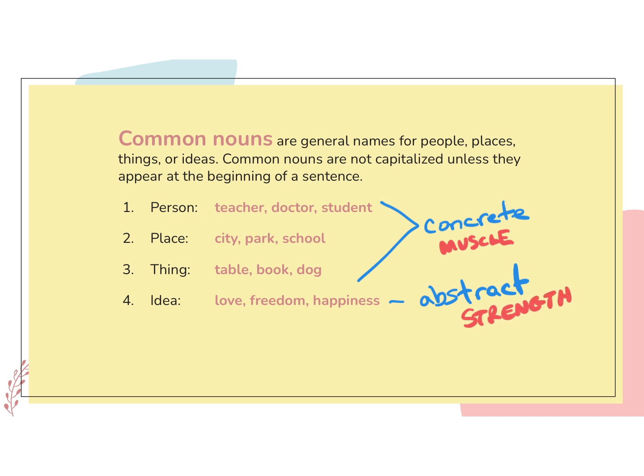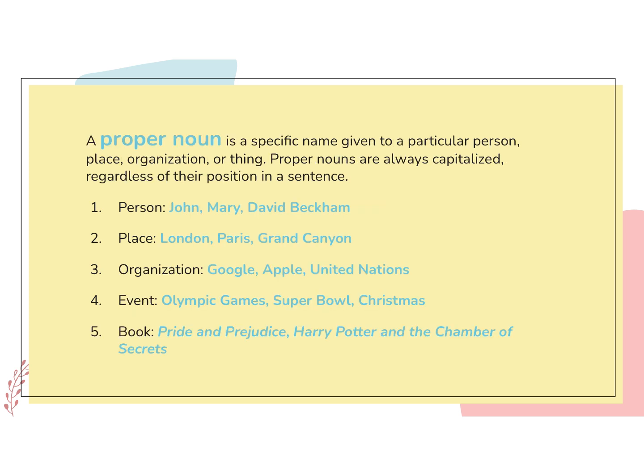In sentences, common nouns are not capitalized unless they appear at the beginning of the sentence. On the other hand, proper nouns are always capitalized. A proper noun is a specific name of a particular person, place, organization, or thing. Denzel Washington, Hollywood, TikTok, World Series, Star Wars. For the most part, proper nouns are concrete nouns. It gets a little dicey when you get into events like Father's Day or Hanukkah, but we capitalize those too.